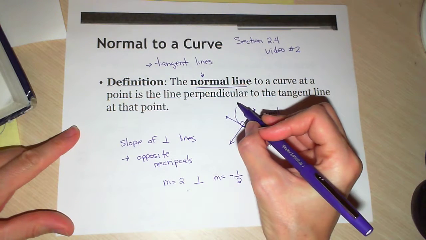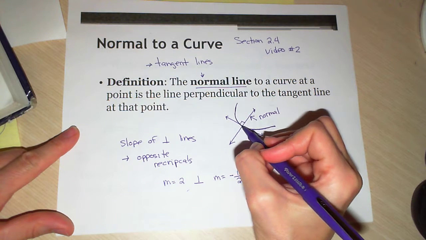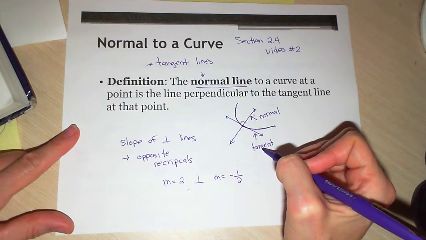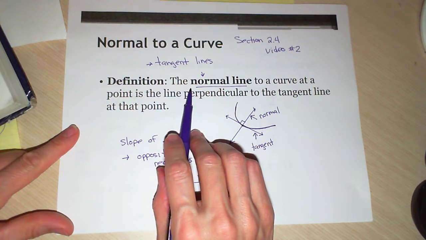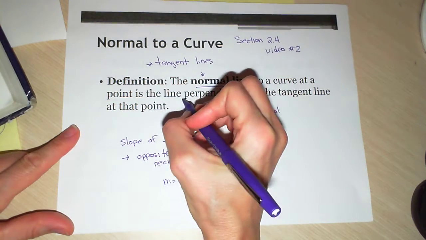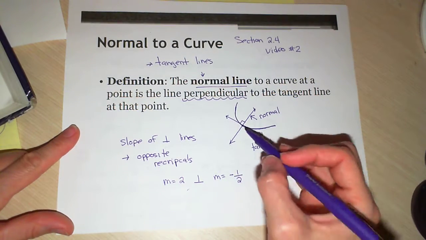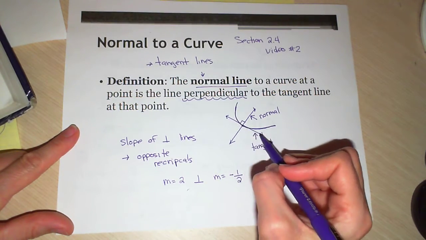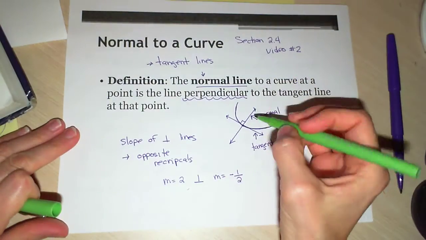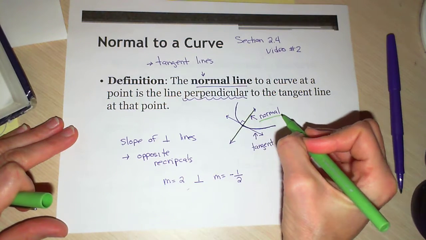Think about a curve like I'm showing here. And at a point, this would be our tangent line, what I have labeled tangent here. Our definition up here says the normal line to a curve at a point is the line perpendicular, so that's the important part, to the tangent line. If this is my tangent line, this line perpendicular to it is my normal line.